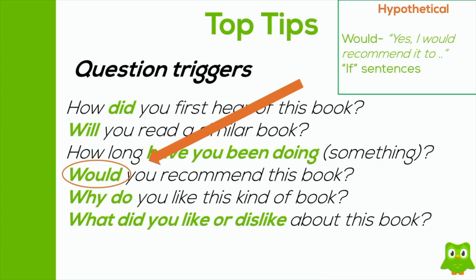4 is particularly difficult, and a lot of students lose points by answering this question wrong. This question is a hypothetical question. They usually come in the would form. So would you recommend this book? So to answer this correctly, you have to respond in a hypothetical way. So you could say something like, yes, I would recommend this book because I thought it was really inspiring.